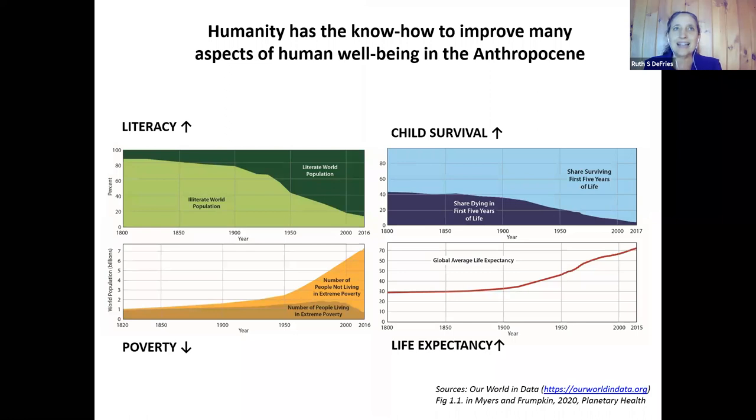So that tells us that humanity has come pretty far, and we have a lot of know-how about how to improve human well-being by these metrics, generally health metrics. But we also have a very long way to go in using that know-how for the benefit of everybody around the world, and addressing our very serious issues with equity, injustice, and all of the other issues that we're dealing with in the Anthropocene. But we have a lot of know-how and a lot of demonstration that humanity collectively at large has the ability to improve human well-being.